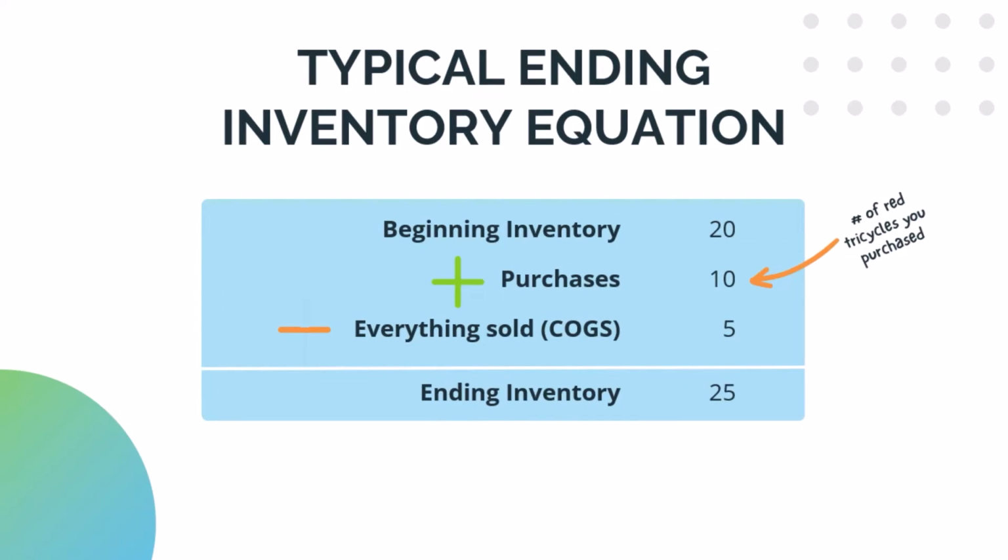Basically, you start with your beginning inventory and then add to that whatever you purchased during the time frame, and then subtract from that everything that's sold during that same time frame. That gives you your ending inventory. So if I begin with 20 and add another 10 and then I sell 5 of them, my ending inventory is 25. This is the way that inventory moves through your overall business.